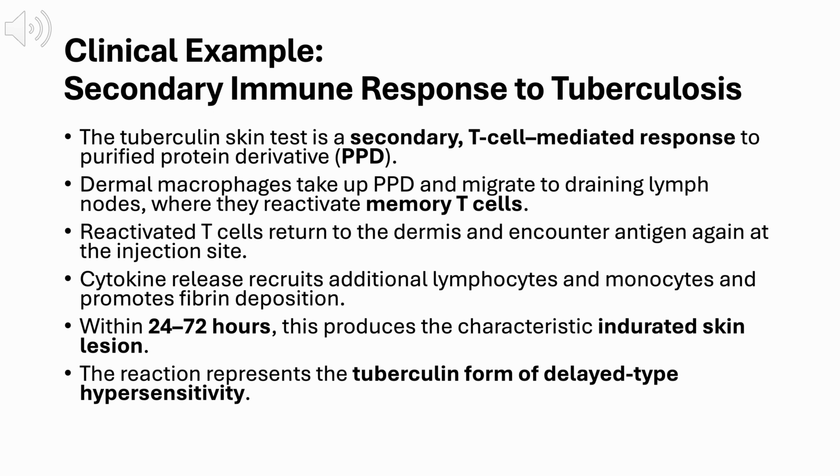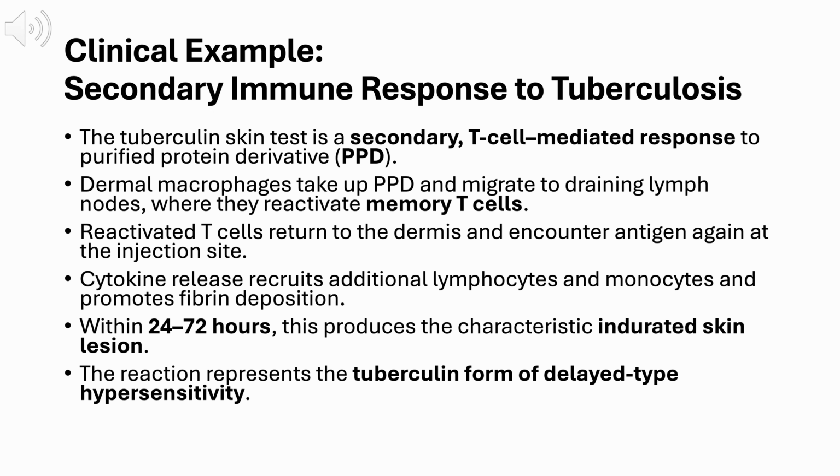There's the two-hit, priming then re-stimulation pattern we keep emphasizing. Their cytokine release recruits additional lymphocytes and monocytes and promotes fibrin deposition, and within 24 to 72 hours, this produces the characteristic indurated skin lesion you palpate and measure. This reaction is the tuberculin form of delayed type hypersensitivity, a pure, visible readout of cell-mediated memory.